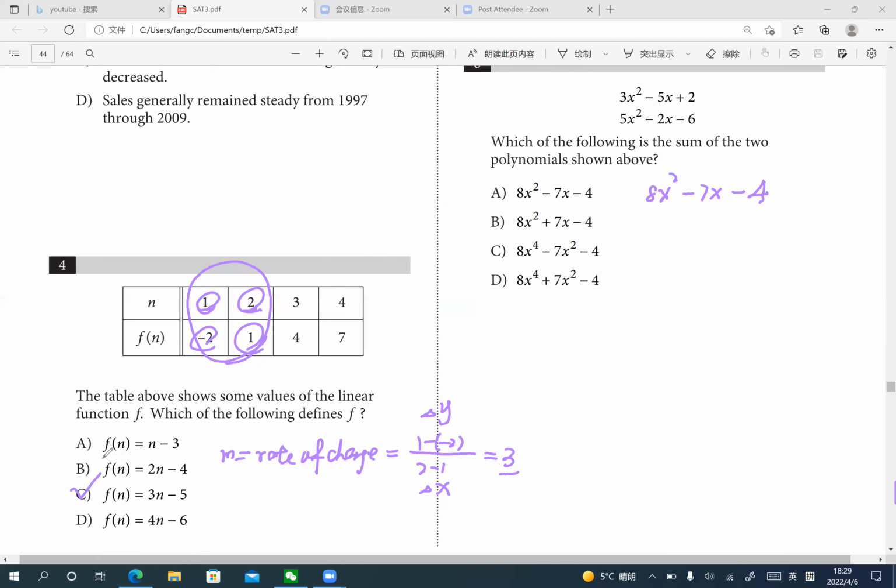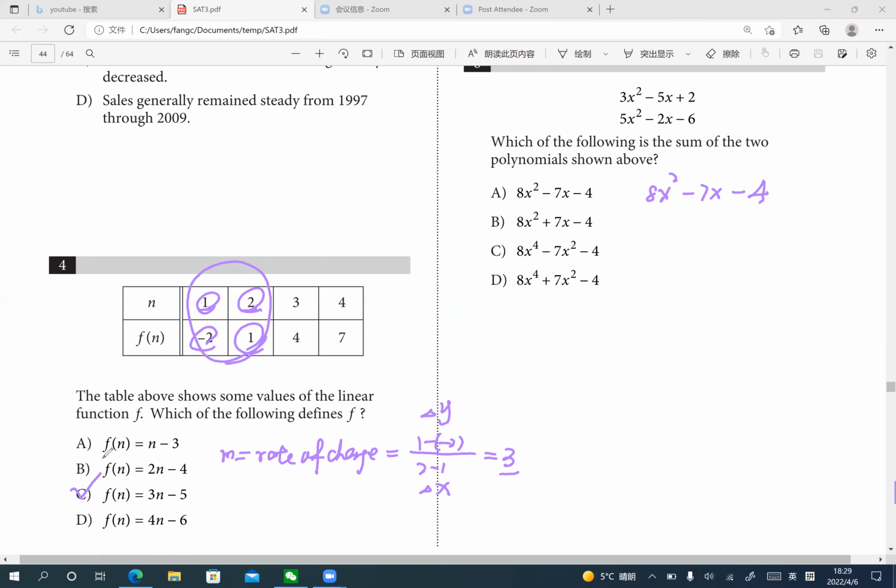Next question. 3x squared minus 5x plus 2 and 5x squared minus 2x minus 6. Which of the following is the sum of the two polynomials shown above?